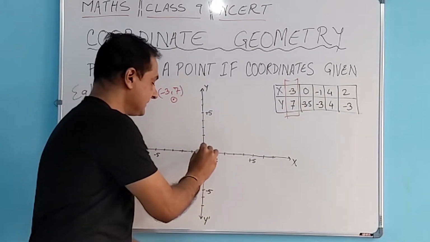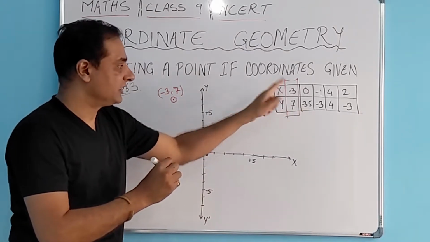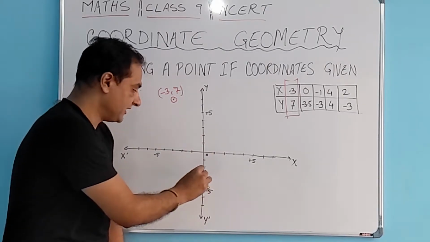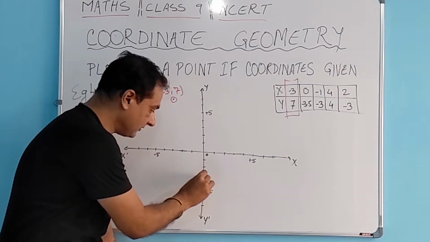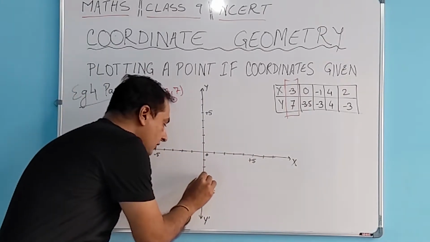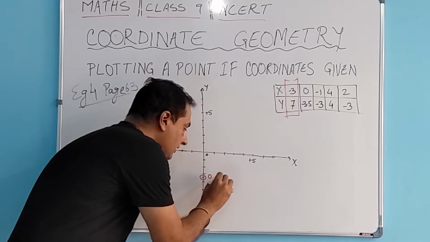So on the x-axis, we go to the origin, it is 0, so we'll stay here. The y coordinate is minus 3.5. So we go in the negative direction, 1, 2, 3, and somewhere between 3 and 4, we find our coordinate. This is 0, minus 3.5.